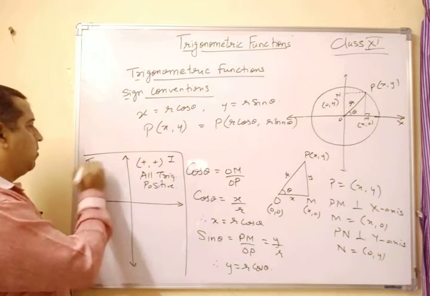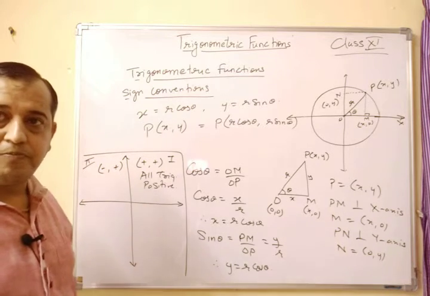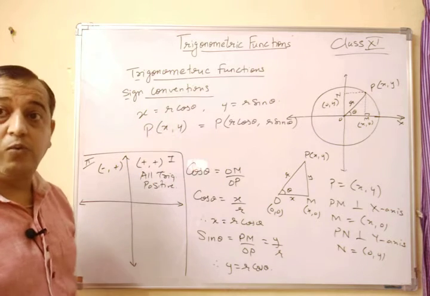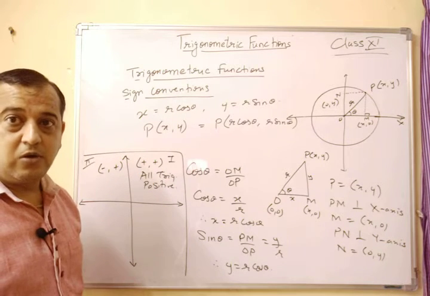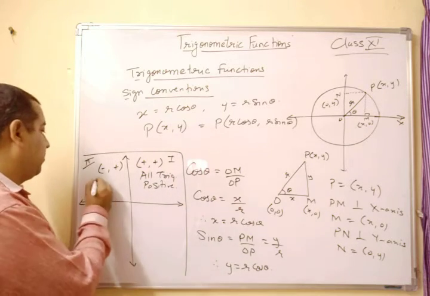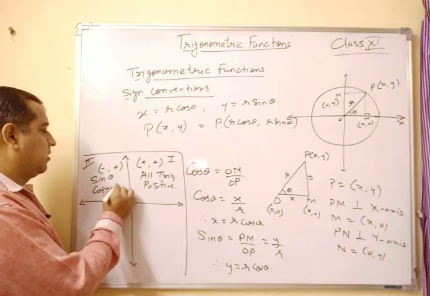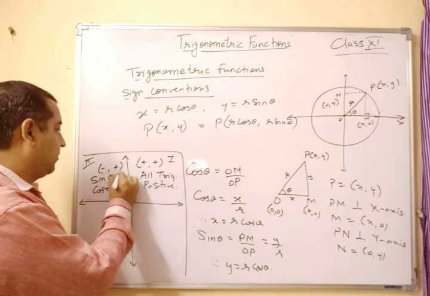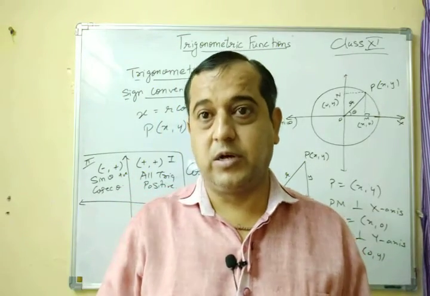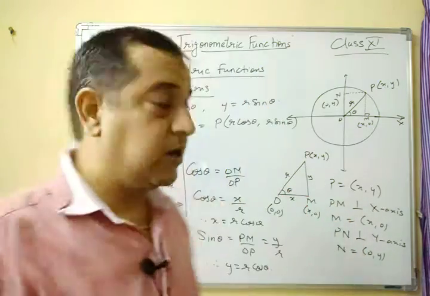Coming to the second quadrant. In the second quadrant you have minus, plus. This means x is negative, so cos will be negative, whereas sin will be positive. So here sin theta and cosec theta, these two are positive. The remaining trigonometric functions tan, cot, sec, cos will be negative.